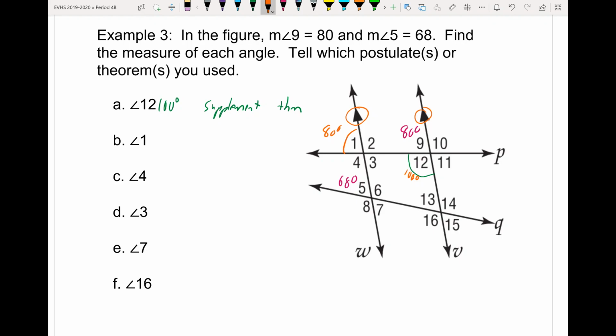Why? What's the relationship between 1 and 9? Don't say they're congruent. What's the name? They're corresponding. So it is 80 degrees because of the corresponding angle postulate.